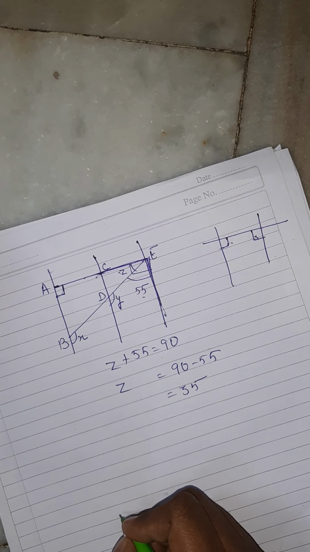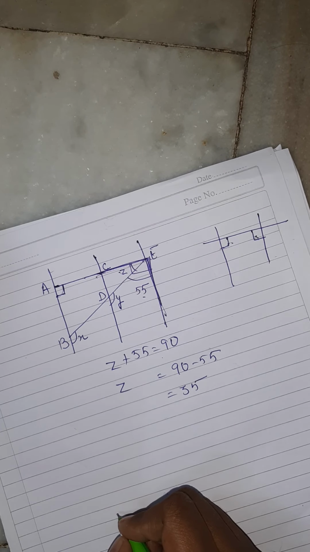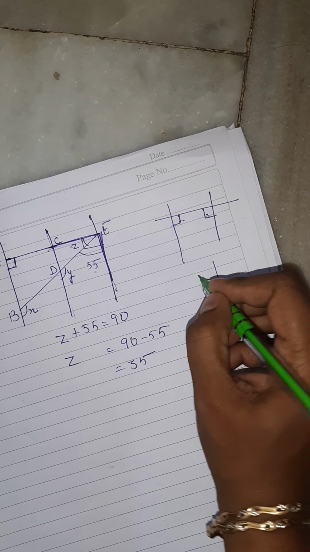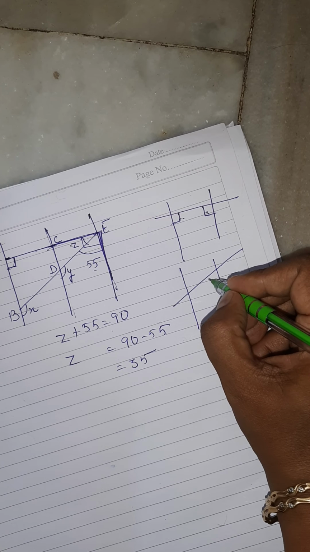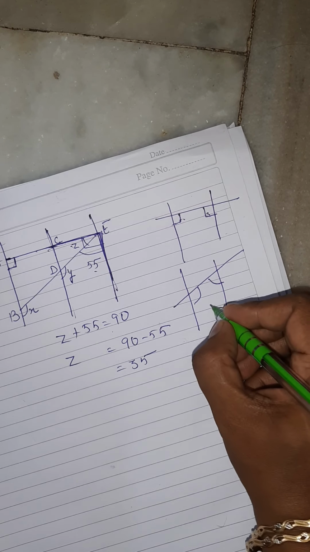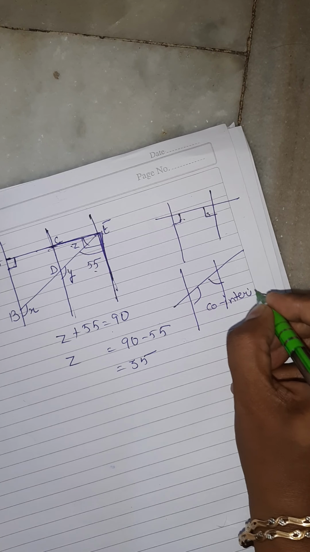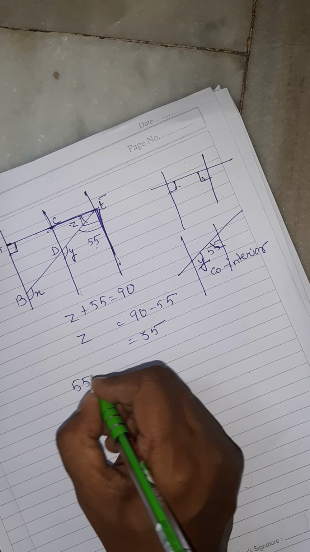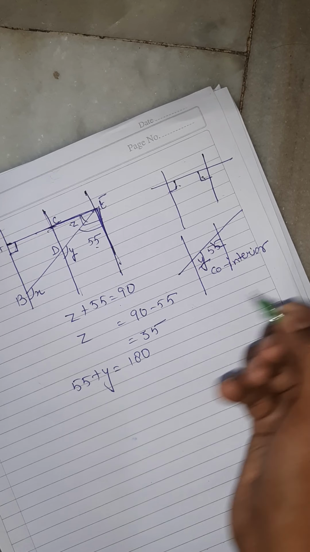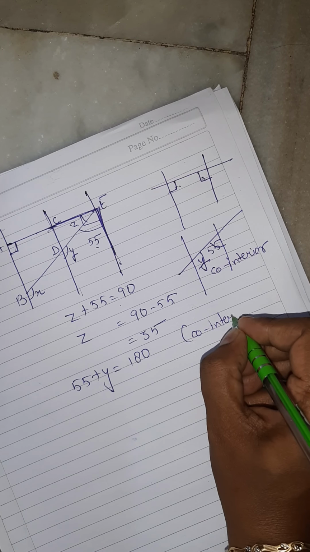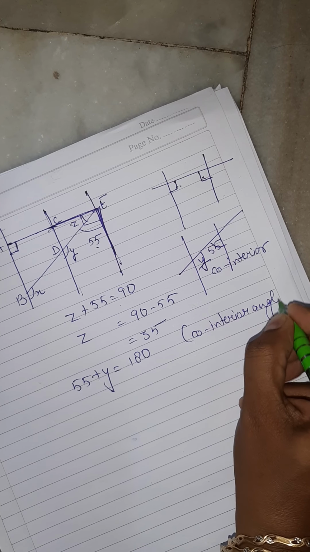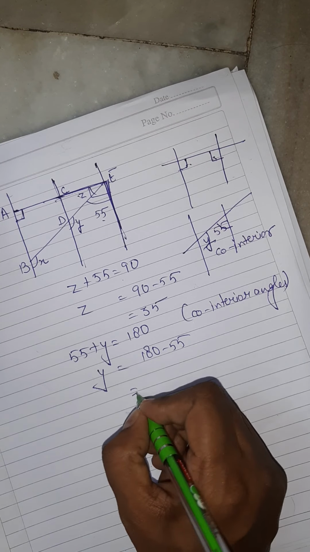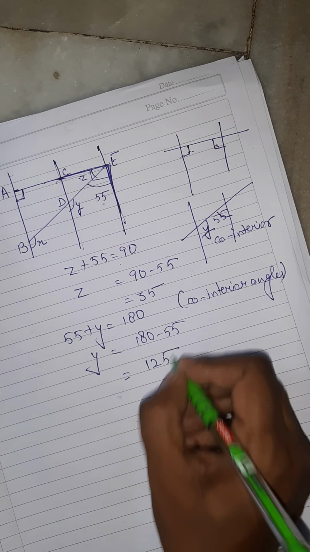Now let us talk about Y and X. Correct? So how can we find Y? Acha, just see, these are parallel lines. Again, what can you say about these two angles? Again, co-interior angles, correct? So when this is 55, question demands us to find Y. So easily we can do 55 plus Y is equal to 180. The reason is again the same, co-interior angles, right? So how can we calculate Y? 180 minus 55, that is 125.